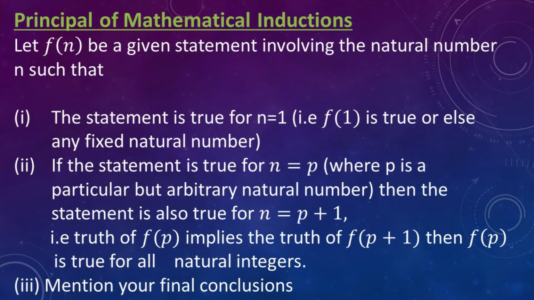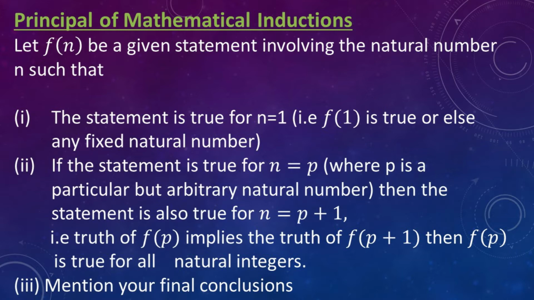Okay, let's see what the principle of mathematical induction is. Let F(n) be a given statement involving the natural number n, such that the statement is true for n equal to 1, that is F(1) is true, or else for any fixed natural number. So like that, row number 1 is the first step, right? You have to prove this for n equal to 1, or n equal to 2, or any fixed natural number, right? Normally we do it for n equal to 1, actually. The second step: if the statement is true for n equal to p, where p is a particular but arbitrary natural number, then the statement is also true for n equal to p plus 1. That is, the truth of F(p) implies the truth of F(p+1), which means it's true for all natural numbers, right?